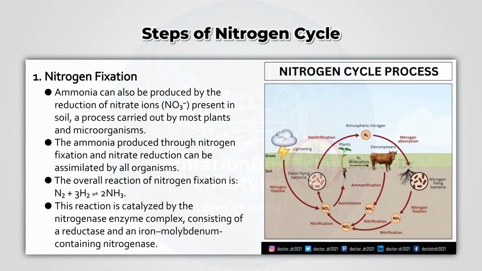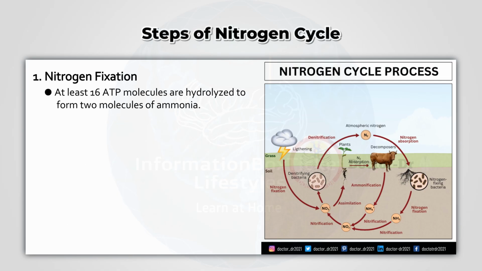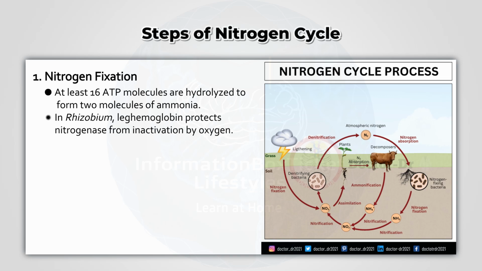This reaction is catalyzed by the nitrogenase enzyme complex, consisting of a reductase and an iron molybdenum-containing nitrogenase. At least 16 ATP molecules are hydrolyzed to form 2 molecules of ammonia. In Rhizobium, leghemoglobin protects nitrogenase from inactivation by oxygen.